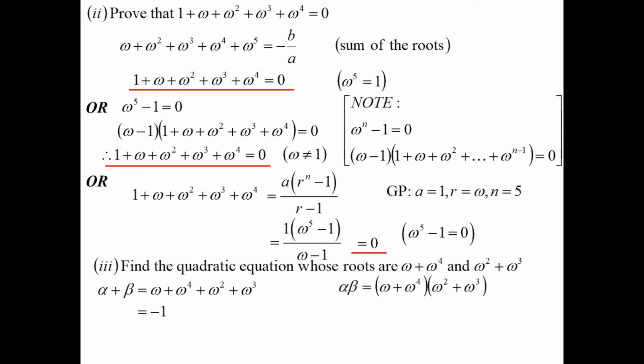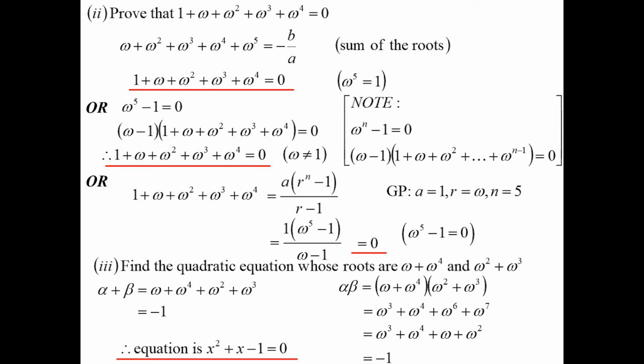Product of the roots. What happens when we multiply these two things together? If I expand that whole thing out, I get omega cubed plus omega 4 plus omega 6 plus omega 7. I'm going to simplify that a little bit, because remember, we know omega to the power of 5 is equal to 1. So therefore, omega to the power of 6 is the same as omega, and omega to the power of 7 is the same as omega squared. And look what we got. There it is again: omega cubed plus omega 4 plus omega squared. Well, that's equal to negative 1. Our quadratic is therefore x squared minus the sum of the roots, x, plus the product of the roots, which gives x squared plus x minus 1 equals 0.